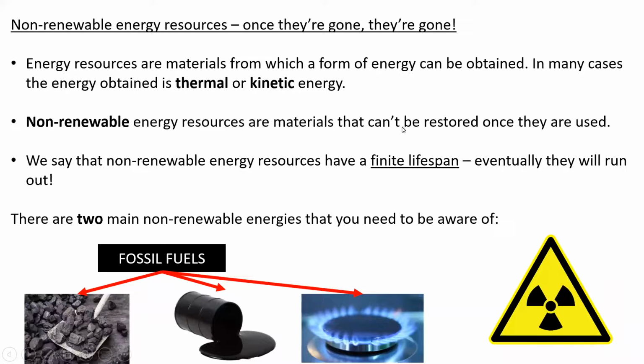Okay, let's just go over it. Energy resources are materials from which a form of energy can be obtained. In many cases, the energy obtained is thermal, meaning you burn it, or kinetic. We'll talk about generators later. They have a finite lifespan, so eventually they'll run out. There are two main types of non-renewable: the fossil fuels we just spoke about, the coal, oil, and gas, so the gas hob, and nuclear, which we'll also talk about.